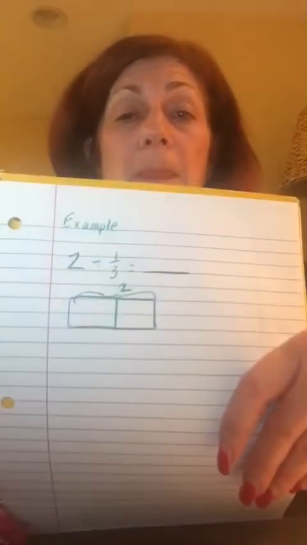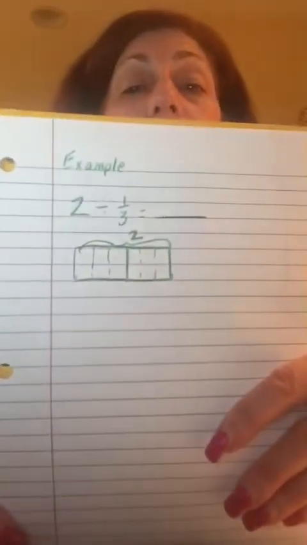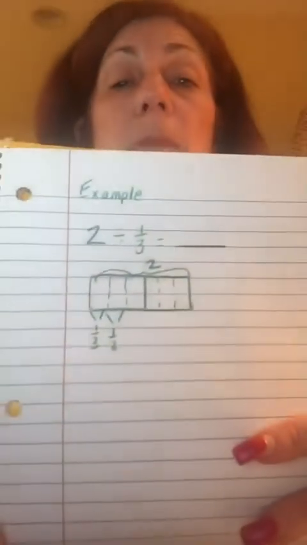So your whole is 2. This is what I'm drawing. And each cake is going to be divided into thirds. Just like that. So each one of these is a third. So how many thirds would you have in total if you had two wholes and divide them up into thirds?